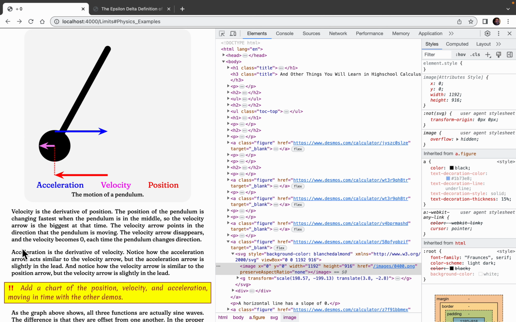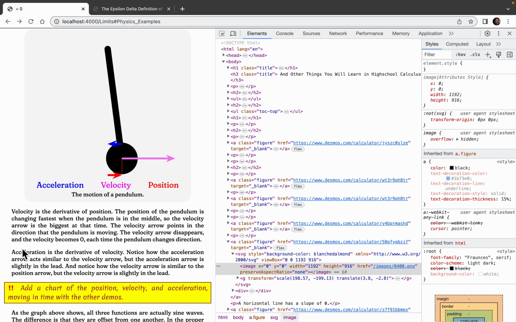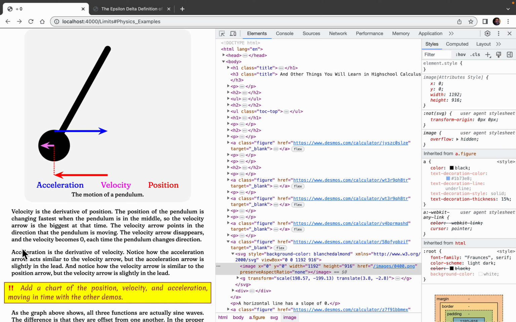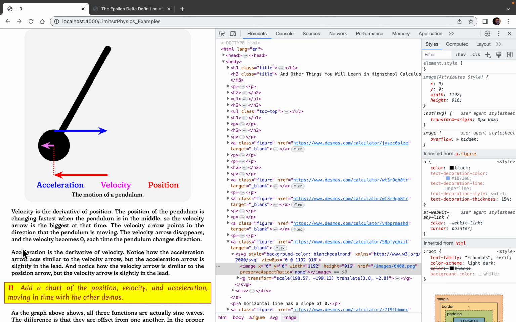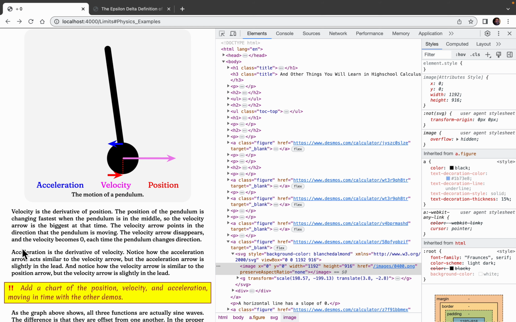Acceleration is the derivative of velocity. Notice how the acceleration arrow acts similar to the velocity arrow, but the acceleration arrow is slightly in the lead. Also notice how the velocity arrow is similar to the position arrow, but the velocity arrow is slightly in the lead.